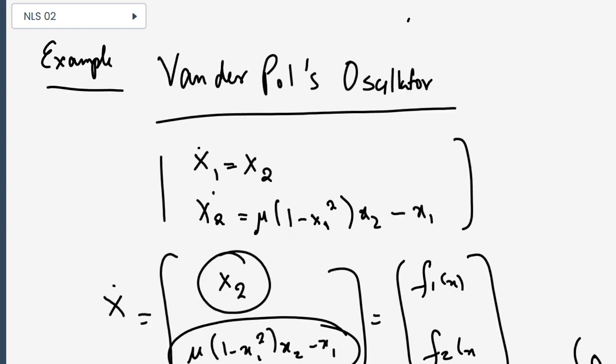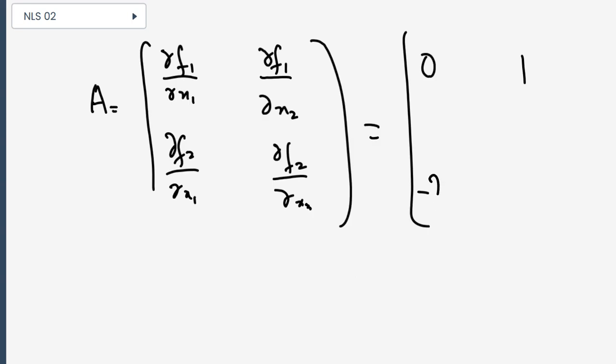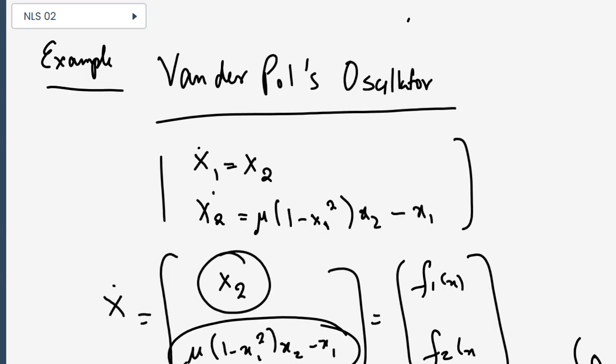If we differentiate this with respect to x1, we get mu, x2 is common. This is actually mu x2 minus mu x2 x1 square. Mu x2 will already be 0. So this is minus 2 mu x2 x1, minus 2 mu x1 x2. And differentiating this with respect to x2, that gives us mu (1 minus x1 square).